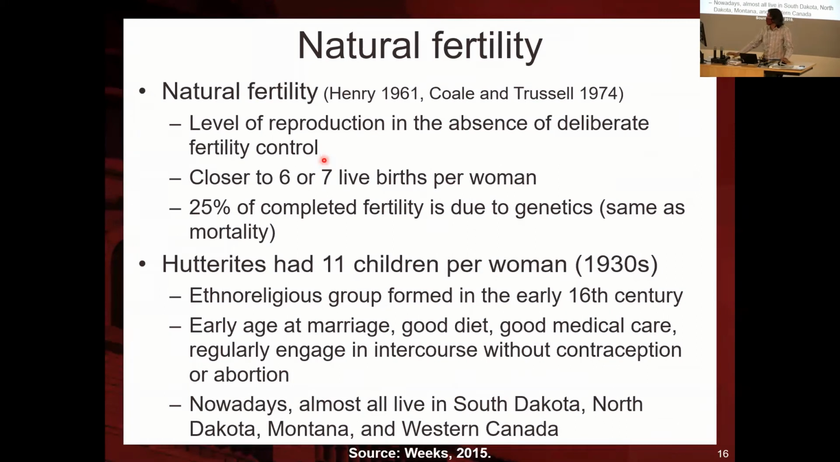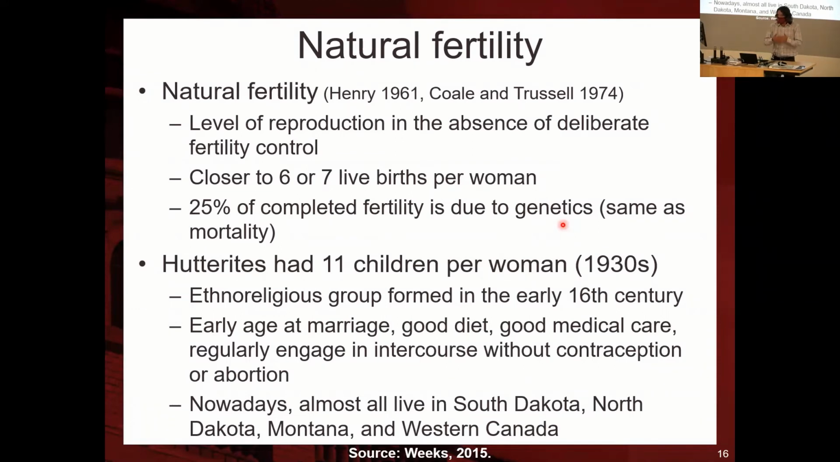So these demographers estimated that natural fertility would be a number between 6 or 7 live births on average per woman. Take into account that they are sexually active, they are not using any form of contraception, and they are healthy. And 25% of completed fertility is due to genetics, the same thing as mortality. But a great portion of it is also due to social factors.